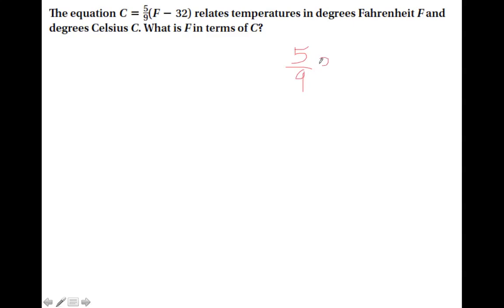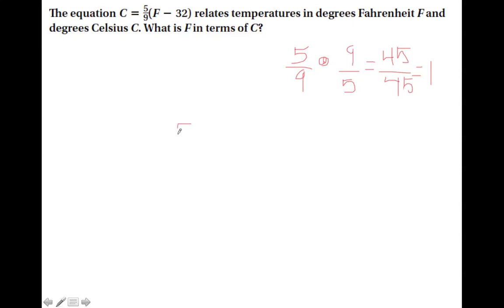So if we have 5/9 and we multiply by 9/5, we will get 1, but I'll show you how. When you multiply fractions together and there's no equal sign, you multiply the tops. So 5 times 9 is 45. And then on the bottom, we have 9 times 5, which is also 45. And 45 divided by 45 is 1. So to get rid of this 5/9 here, multiply both sides by 9/5.